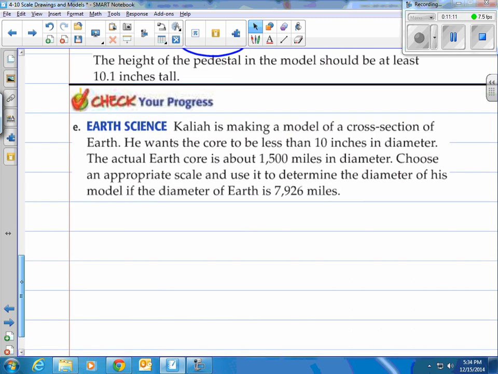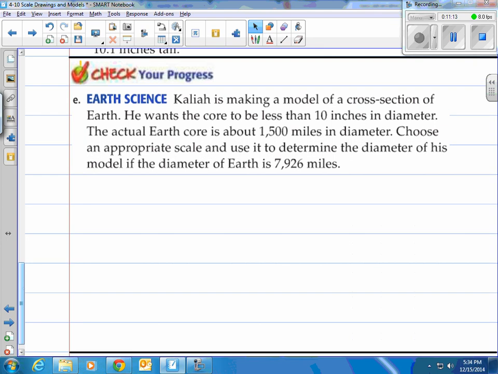All right, let's go on down. Let's give it a try for yourself. Pause the video, come on back when you're done, see how you do. All right, Kalia is making a model of a cross-section of Earth. He wants the core to be less than 10 inches in diameter. The actual Earth core is about 1,500 miles in diameter. Choose an appropriate scale and use it to determine the diameter of his model if the diameter of Earth is 7,926 miles.